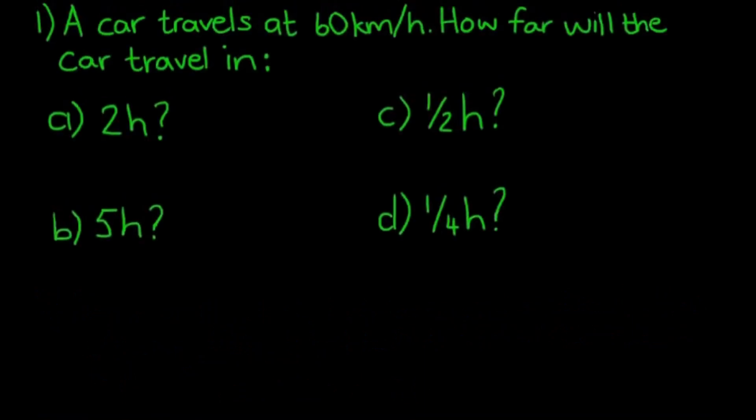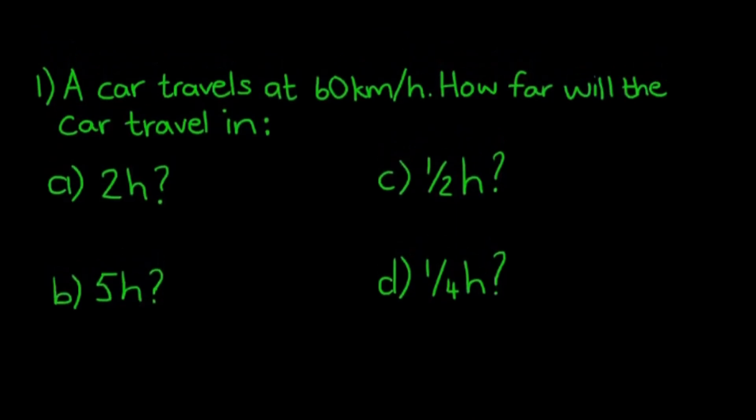So we're going to go through a few questions. Please feel free to pause the video while you're going through these. So a car travels at 60 kilometers an hour. How far will the car travel in A, 2 hours, B, 5 hours, C, half an hour, and D, quarter of an hour? Pause the video and come back, and then we will go through the answers.